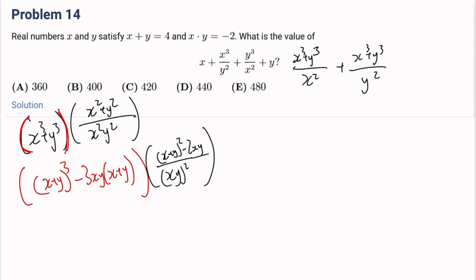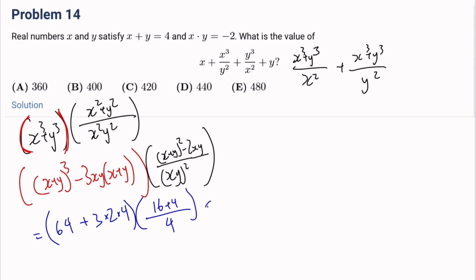And so this will be equal to x plus y squared, x plus y cubed, so that's 64, and then minus 3 times xy, so that's negative 2, so I'll just make it a positive times 2, and then x plus y, that's 4, and then this times, we have this, and so that will be all over xy squared, which is all over 4, and then x plus y squared, which is 16, minus 2xy, so that's plus 4.